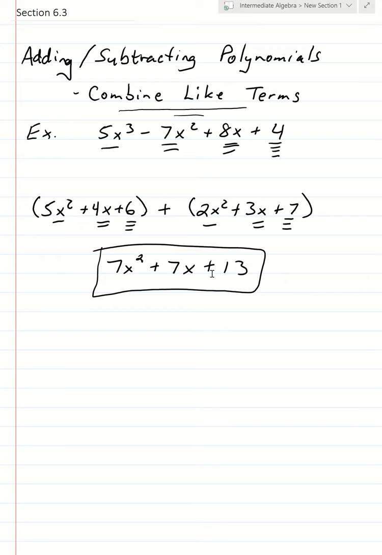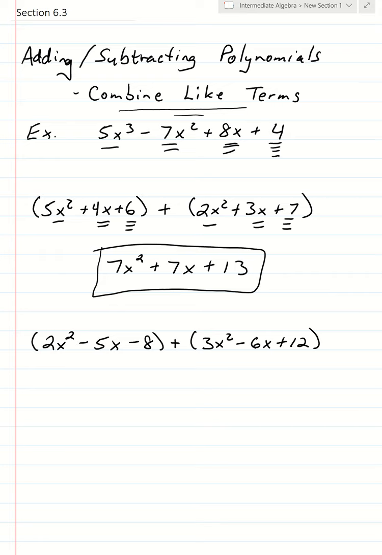Let's try another example of addition. You have to just be really careful of your signs. For example, let's say we might have 2x squared minus 5x minus 8. We're going to add to that another polynomial. Let's say we have 3x squared minus 6x plus 12. And once again, we want to combine these.